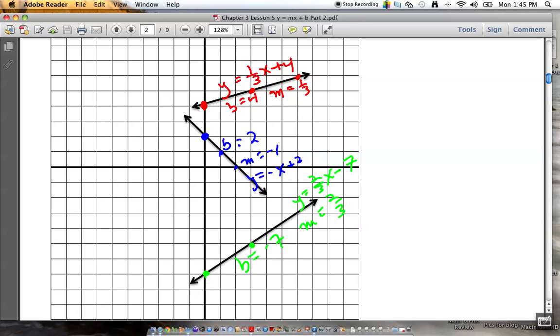Guys, this is very doable stuff. You have to dedicate yourself to it and work hard. What does m stand for? Slope. Slope, it's how you move. What's b stand for? y-intercept. y-intercept, it's where you begin.